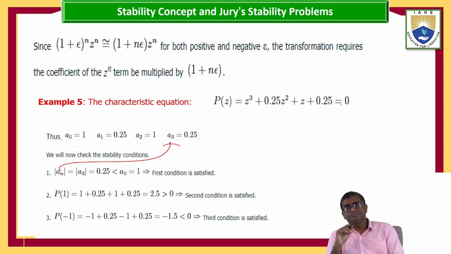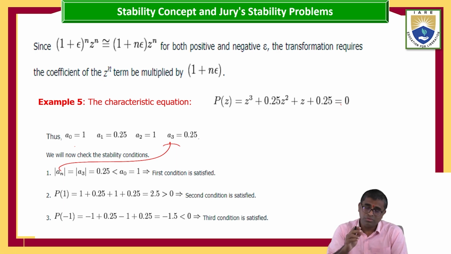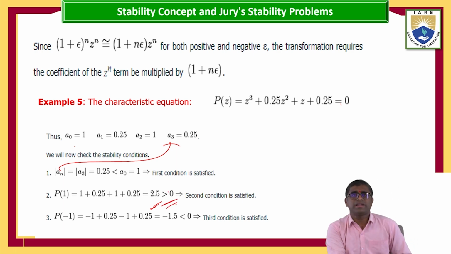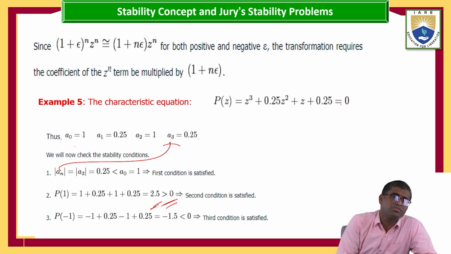Now I am going to move to the next condition, that is P of 1. If you substitute the P of 1 value, we got the P of 1 value as 2.5. It is also greater than 0. So this is the second condition, which is going to be satisfied.